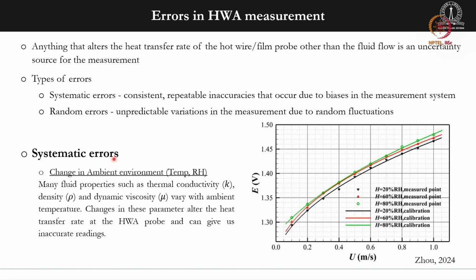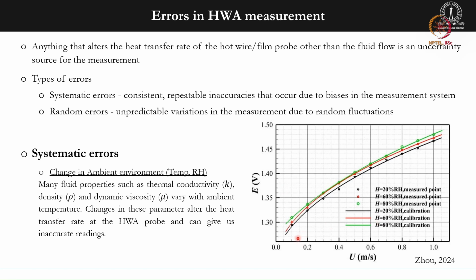In systematic errors, the most commonly observed source is a change in the ambient environment. As we already discussed, the convective cooling of the hot wire probe is what is used to determine the velocity in hot wire anemometer measurements. And a change in the ambient can alter the convective heat transfer rate at the probe, and this can lead to inaccurate readings. So to understand this, let us look into a very simple example.